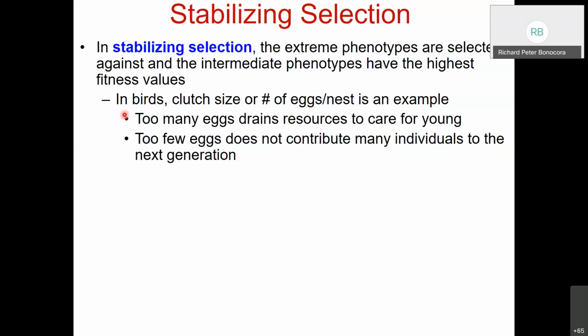One example is birds' clutch size, or the number of eggs in a nest, which is called a clutch. Too many eggs will drain the resources that the adult birds need to care for their young. Too few eggs means that they may not contribute many individuals to the next generation. If you have few eggs, they can easily get eaten by a predator, or even if they all survive, there's not enough to make as big a contribution to the next generation.